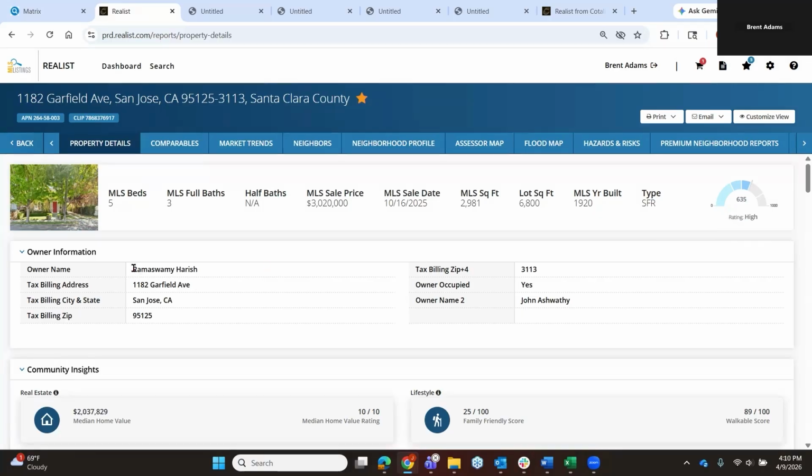So you can already right off the bat see who owns this property, and very quickly you'll be able to see the tax billing address, or the address that we find on the deed. This will let us know whether or not this property is owner occupied or not.